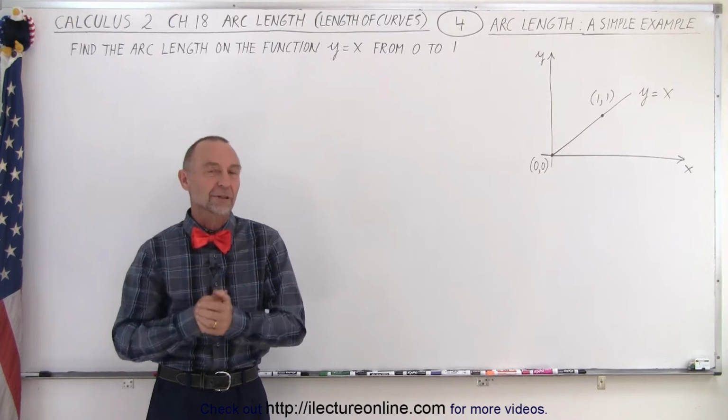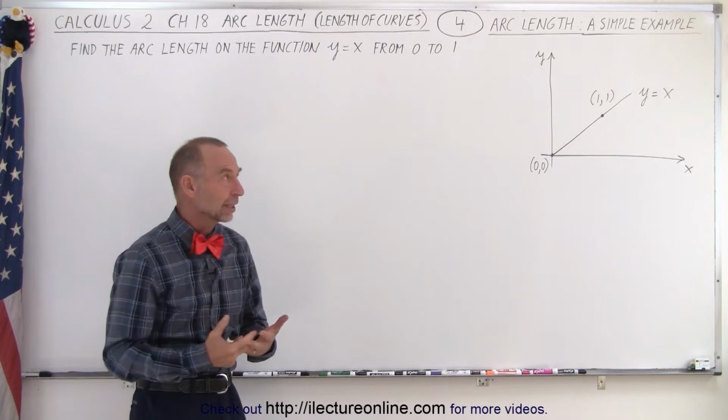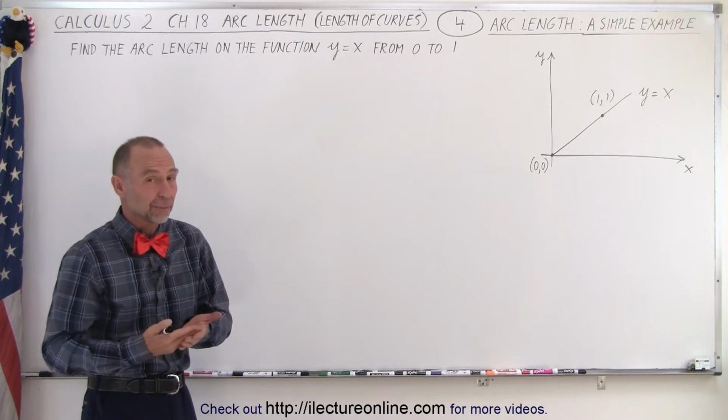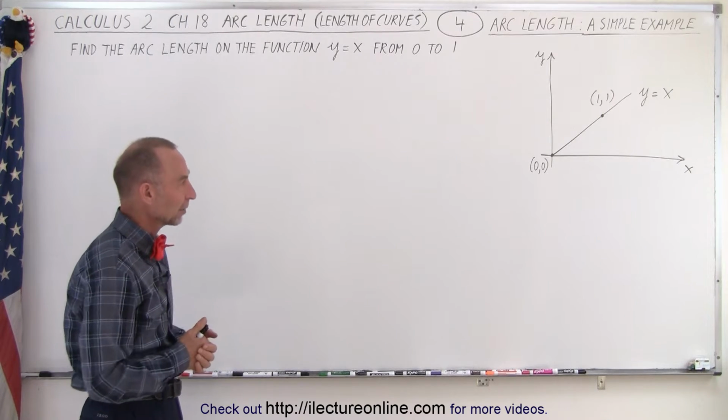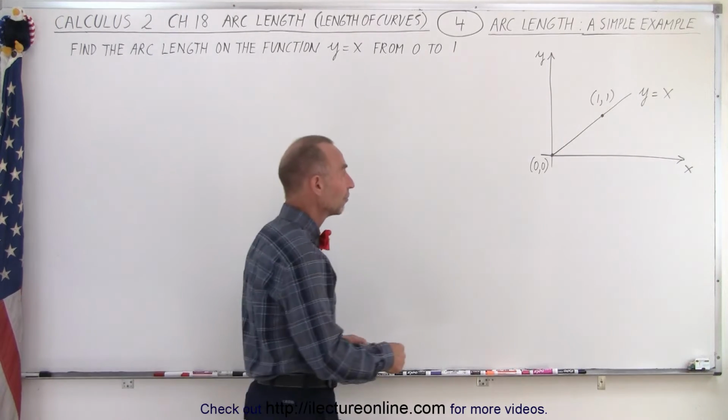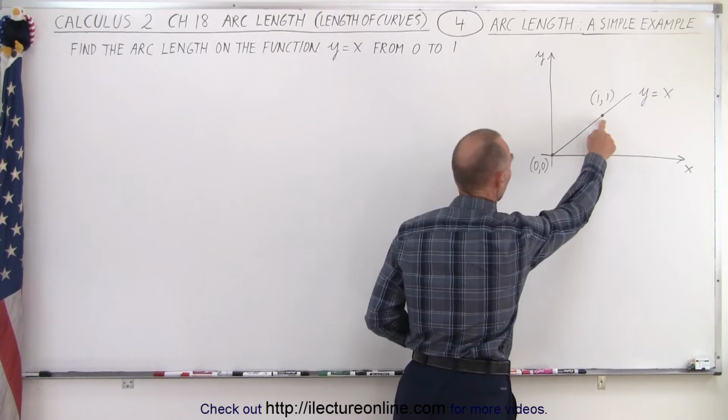It is always good to start with a simple example so we can just go through the technique of solving a problem like this, finding the arc length of a curve. Now in this case, a curve is simply a straight line, y equals x. And we're finding the arc length from the point (0, 0) to the point (1, 1).